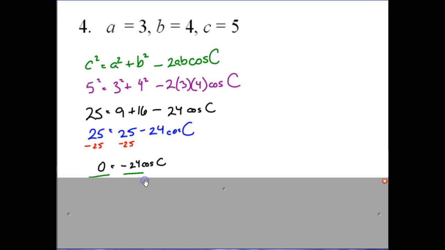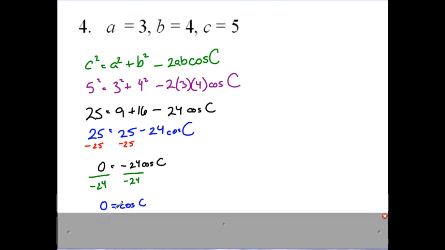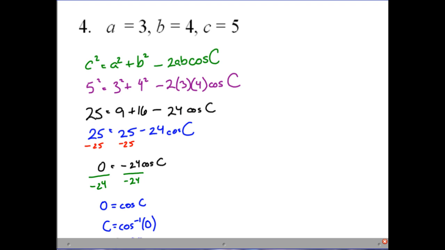So instead, we subtract the 25 from both sides, and here you get a 0 on this side. Well, that makes some folks uncomfortable, but that's not a problem. We can still divide by negative 24 on both sides, and we get 0. So again, looking for the angle, do the inverse cosine of 0, and we get 90 degrees. So, 90 degrees. That's interesting.